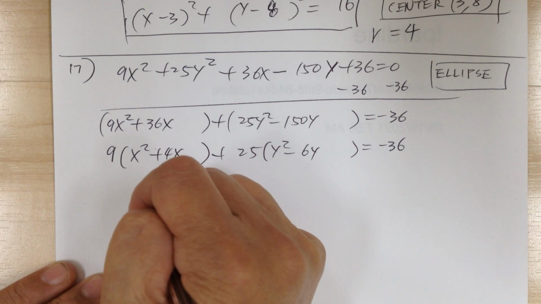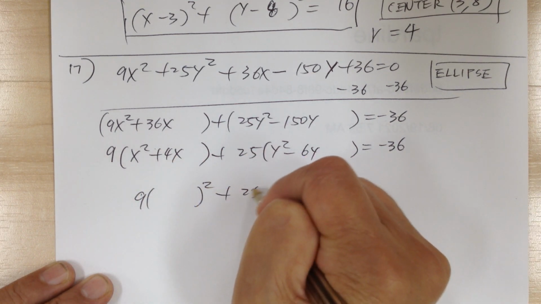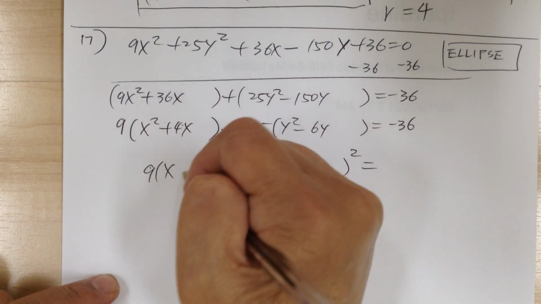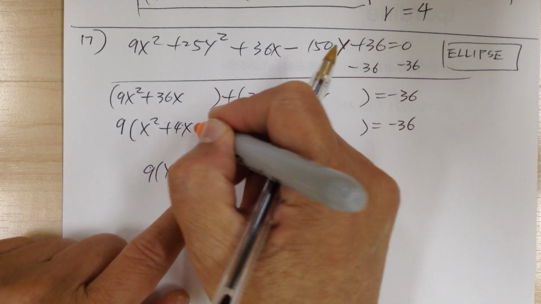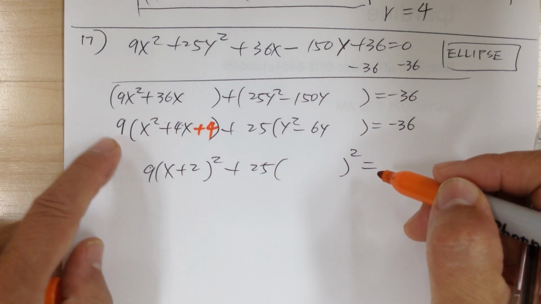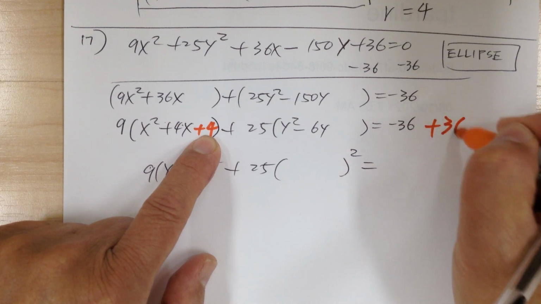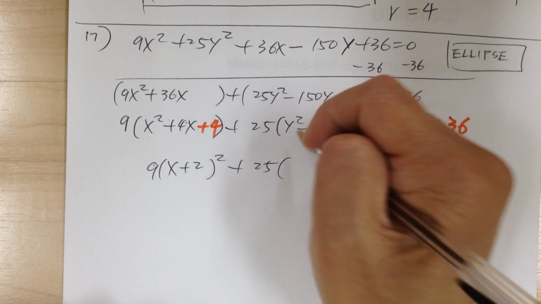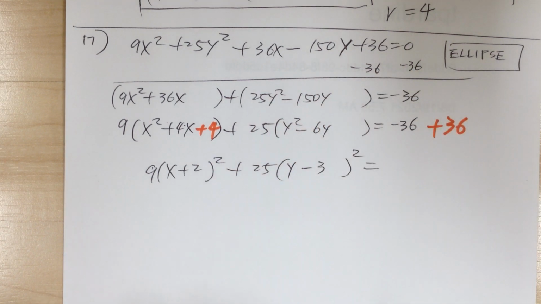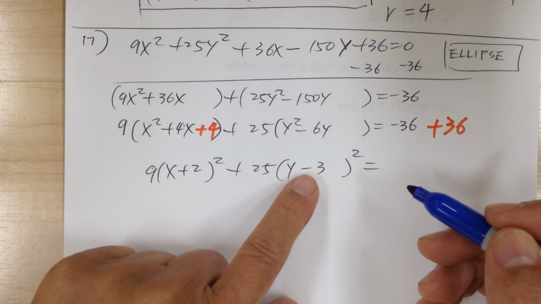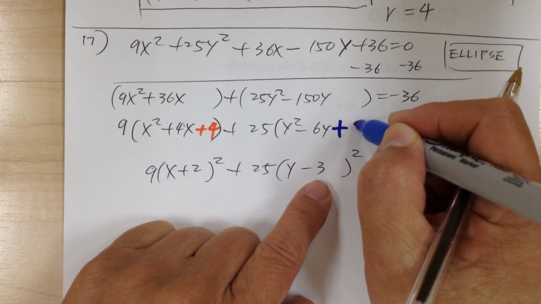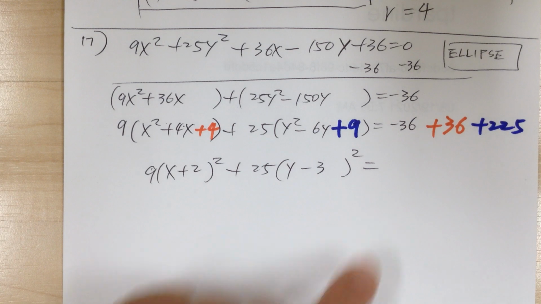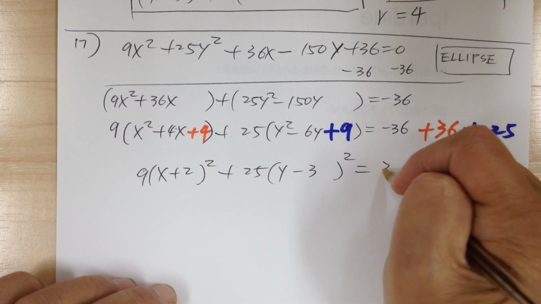Now you have to get your perfect squares. From here, I need x. From here I need to get plus 2, so 2 squared is 4, so I need to add 4. But that's multiplied by 9, so 9 times 4 is 36. So I need to add 36, not 4. Be careful with that. From here I need y, and I need to get minus 3, half of that. So negative 3 squared is 9. Now 9 times that will give you plus 225. This cancels out, so you end up with 225.